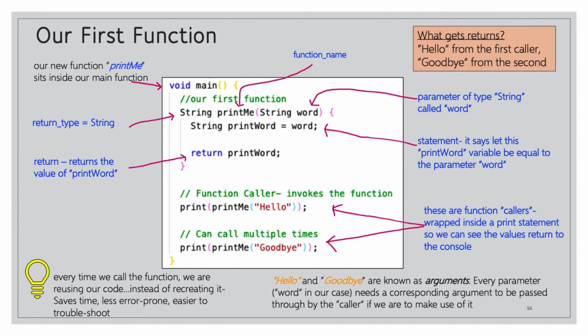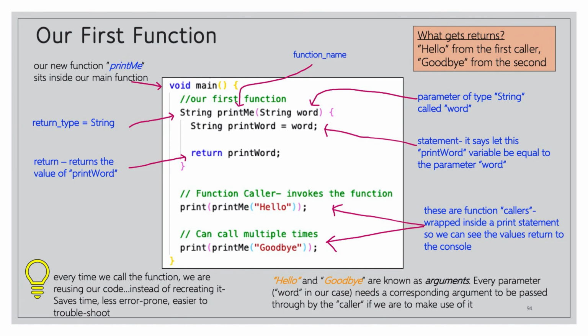Well, the code would execute without error if we just had print me hello, but we wouldn't be able to see it. Right? We wouldn't be able to see it at the console. We have to print it to be able to see it. So hello and goodbye are known as our arguments. Those are the things that take the place of word or correspond to word. Think of it as word equals, and then whatever we pass in, it's hello and goodbye.